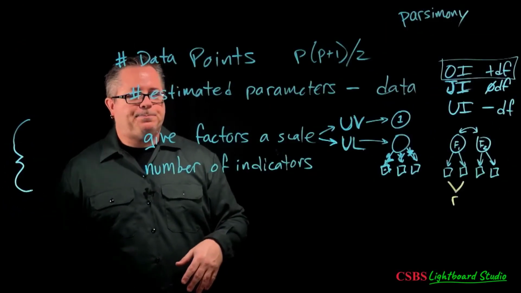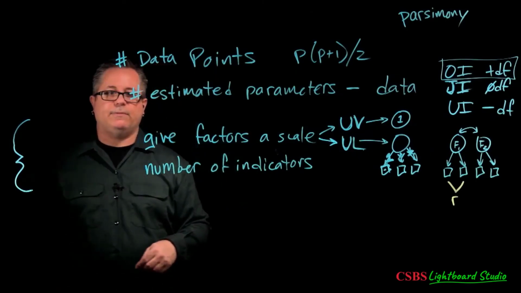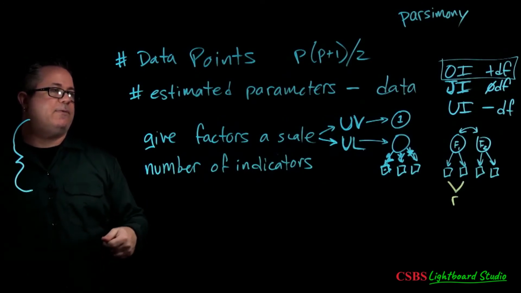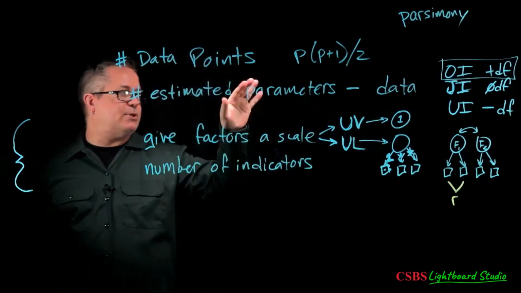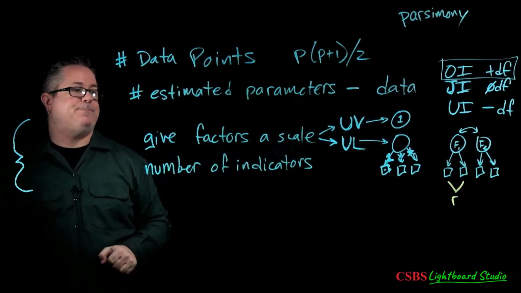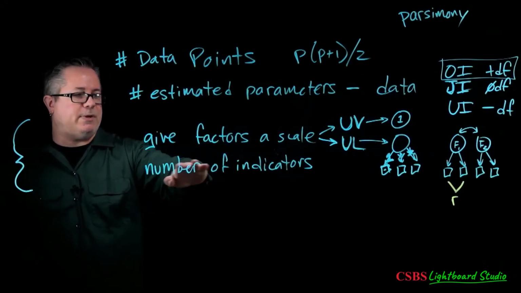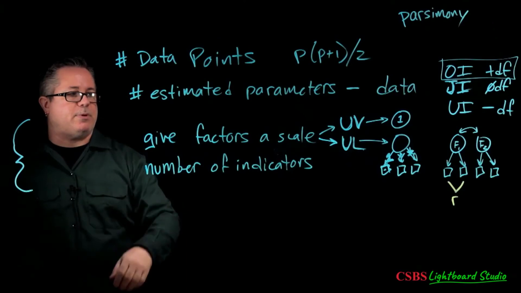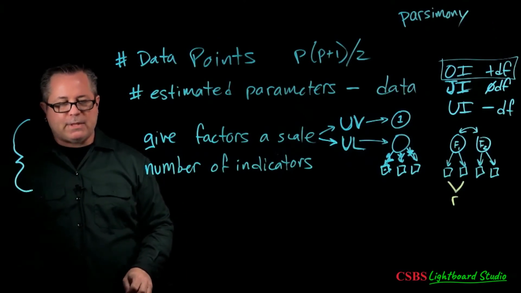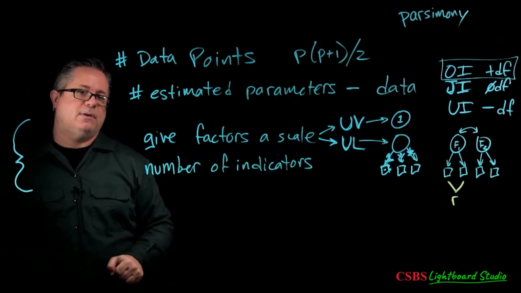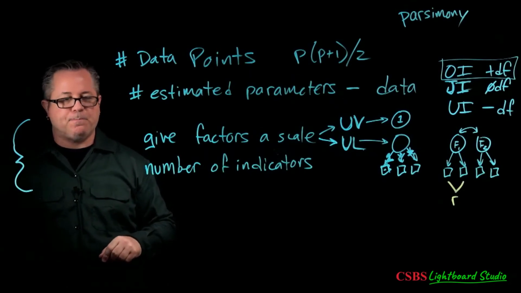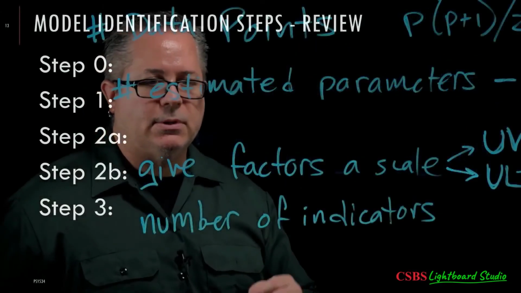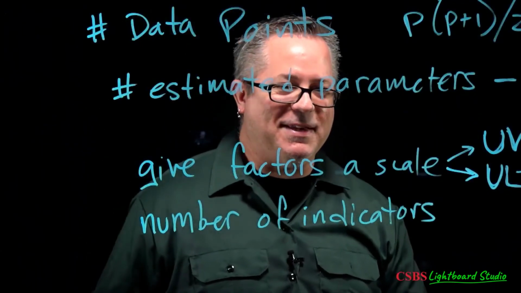So what else do we need with all this? We've got the number of data points. You've got to make sure we have more data than parameters to make sure it's over-identified, or at least just identified. We've got to give the factor scale and make sure they have enough indicators to be identified. What's the last step? In order for a model to be identified, there's one more thing it's got to have. What's that last thing?